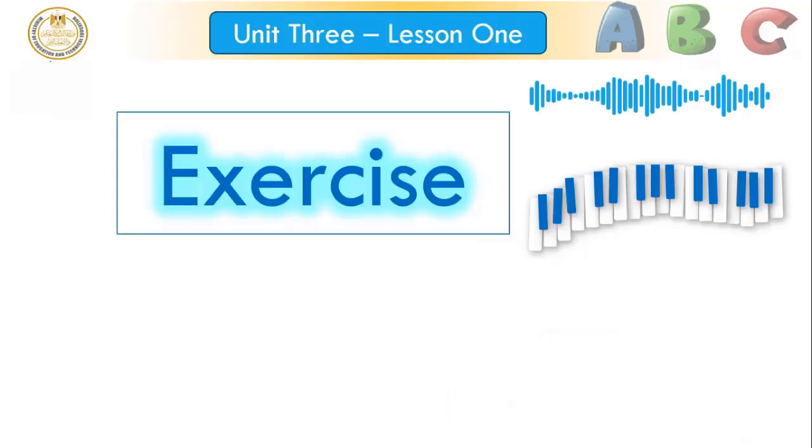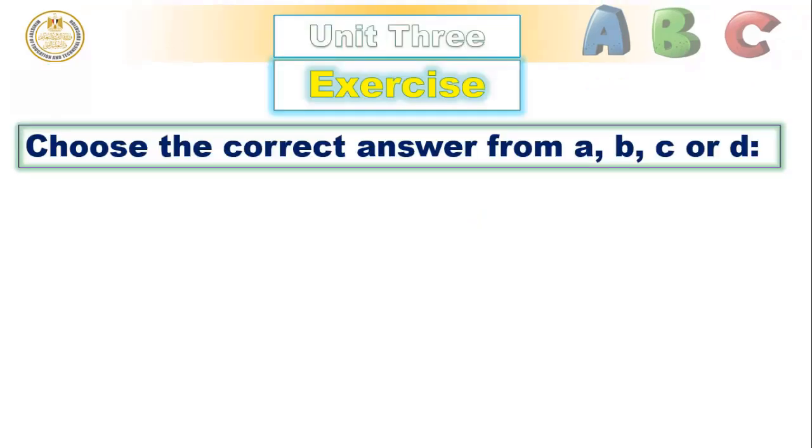Next, we are going to start exercise on main vocabulary: synonym, antonym, prefixes and suffixes. Let's check. I'm waiting for your answers. مستني الإجابات بتاعت حضراتكم معايا. Number one. Choose the correct answer from A, B, C, or D. هنختار الإجابة الصحيحة ما بين A, B, C, or D.